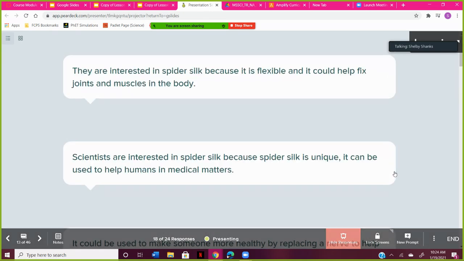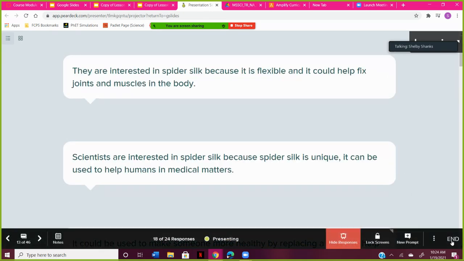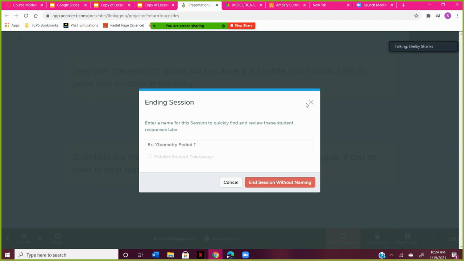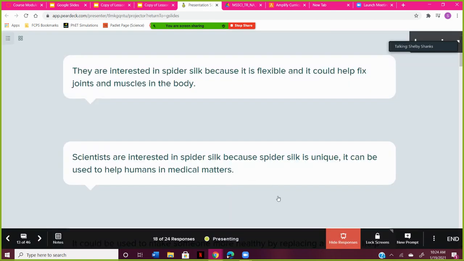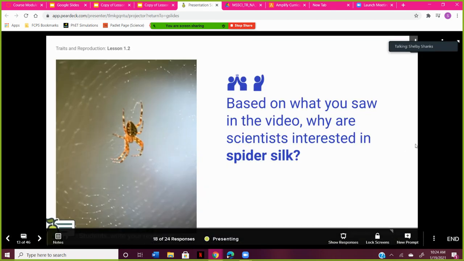Most of the time, scientists do research on animals, they do research on different things, and it's mostly to help us. Whether it's medically, spiritually, or emotionally, that's why scientists study these different kinds of things. And with spider silk, in that video we saw that it helped with medical purposes.